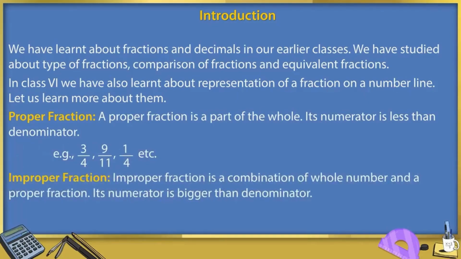Improper fraction. Improper fraction is a combination of whole number and a proper fraction. Its numerator is bigger than denominator. Example, 15 by 12, 7 by 2, 19 by 5, etc.